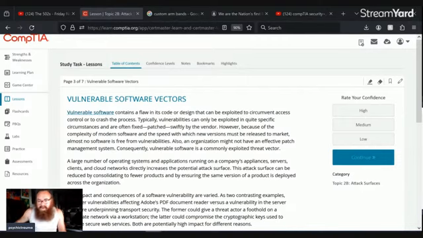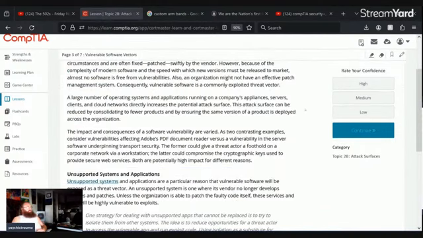But anyways, we got to get back to this. A large number of operating systems and applications running on a company's appliances, services, clients and cloud networks directly increase the potential attack surface. This attack surface can be reduced by consolidating to fewer products and by ensuring the same version of a product is deployed across the organization.